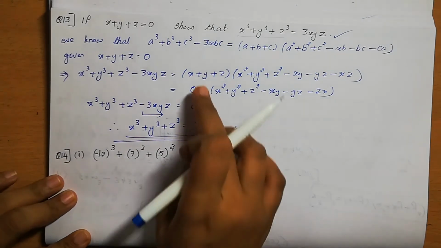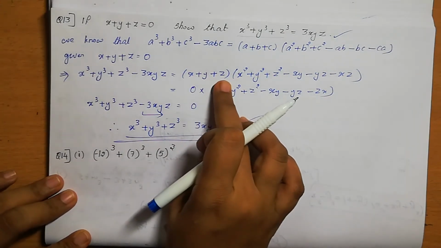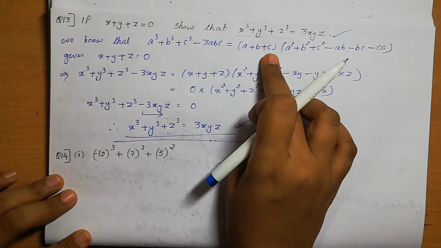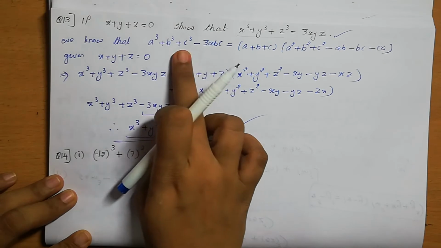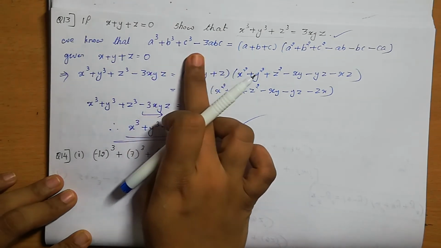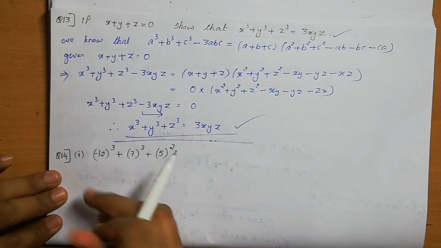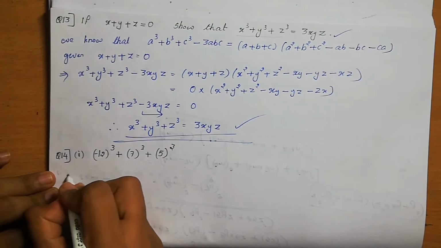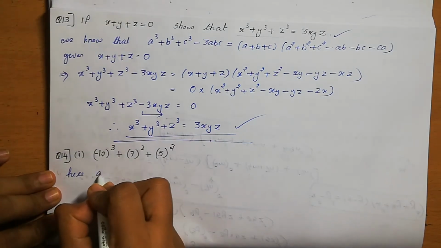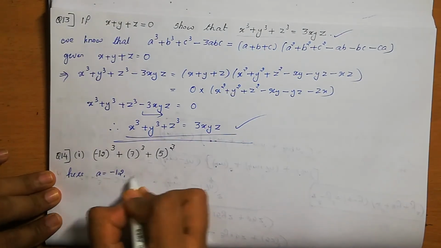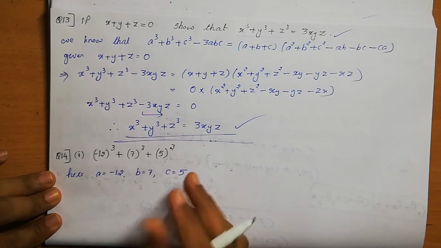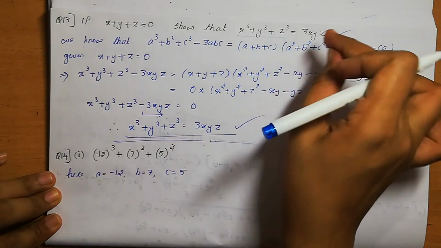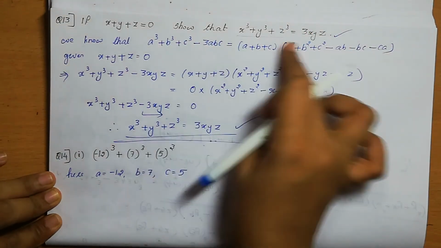If a plus b plus c equals 0, the whole term becomes 0 only. That means a cube plus b cube plus c cube equals 3abc only, correct? So here also we can check. Before that, we write a equal to minus 12, b equal to 7 and c equal to 5. If there are 3 cube terms, we can use only this one identity.